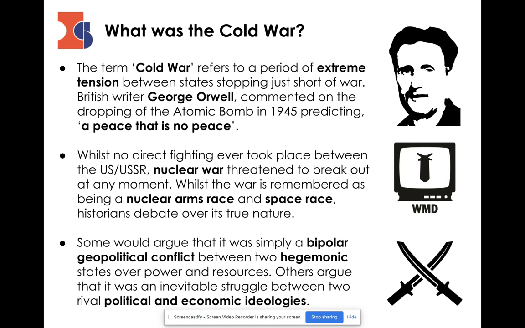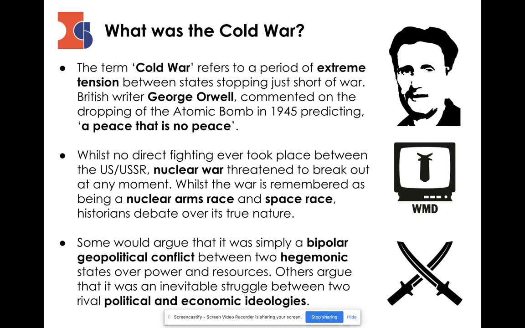So historians do debate, well, what type of conflict was this? We know it's a Cold War, but what were they arguing about? Now, some would say, well, it was like any other conflict. They were arguing over politics, who should control resources and power in the world. So that is one way of looking at the Cold War.